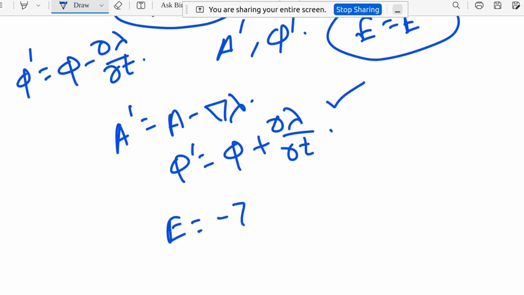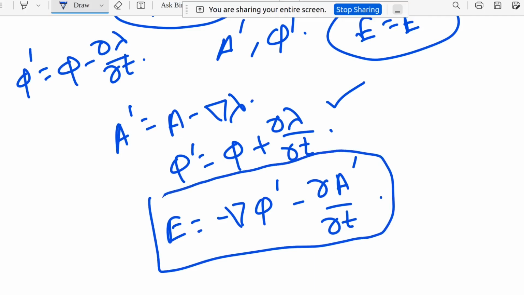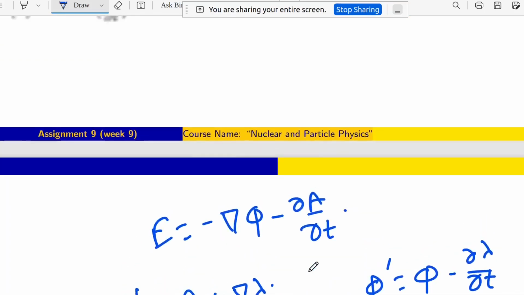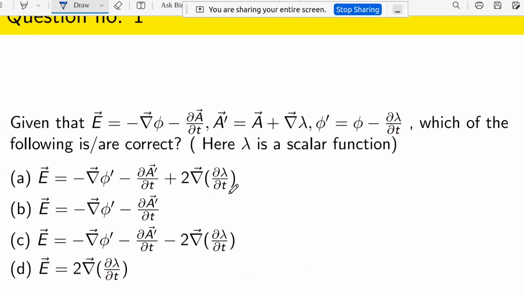Okay, so now for this question, what is the expression of E? E will be minus grad phi prime minus del A prime del t. So this is the expression we are coming out with. So from that, which one is the correct one? Yes, this one. You can say option B is the correct one. If you don't have any question, then you can go to the second question.